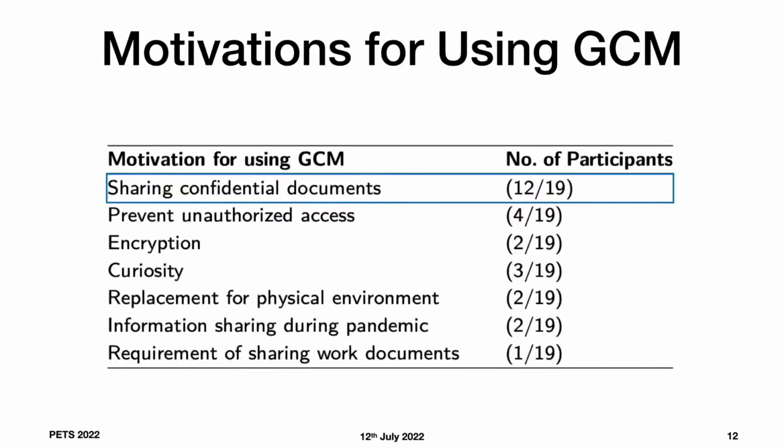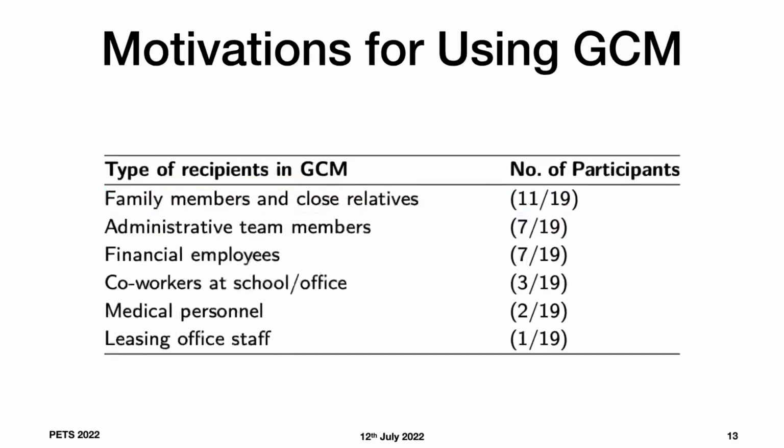Other reasons for which participants used GCM email were to prevent unauthorized access, for encryption, due to curiosity, as a replacement of the physical environment when sharing documents, sharing information via email securely during the pandemic, and as a requirement when sharing work documents. We also asked the participants about the type of recipients for which they use GCM email.